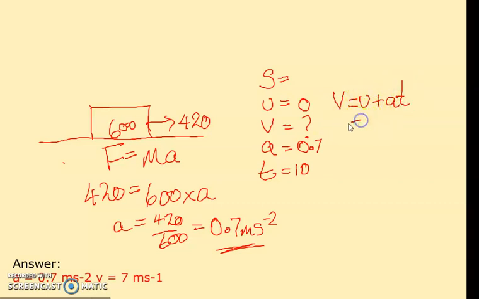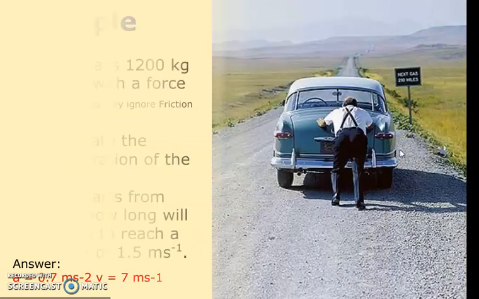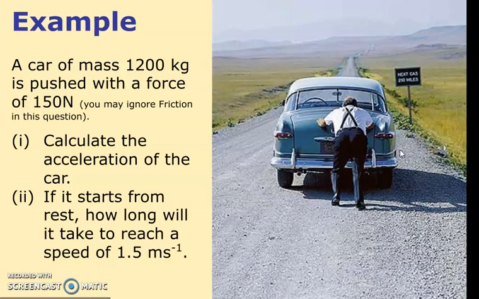And that therefore means that u is 0 plus 0.7 times the 10, and obviously that is 7 meters per second. So we've got two answers there, both worked, so that's always a good sign. Let's move on. Similar question, this one actually, I remember this one.